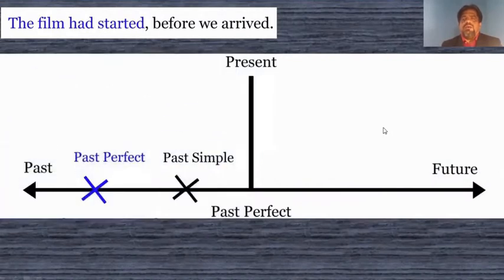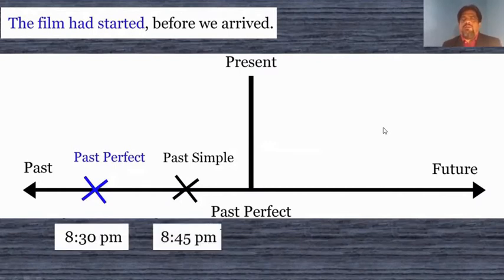You can see, the film had started before we arrived. Now imagine the film started at 8:30 and you reached it at 8:40 p.m. There is a gap of 15 minutes. But the movie started at 8:30 and you reached there by 8:45 p.m. Which action happened first? The movie started.